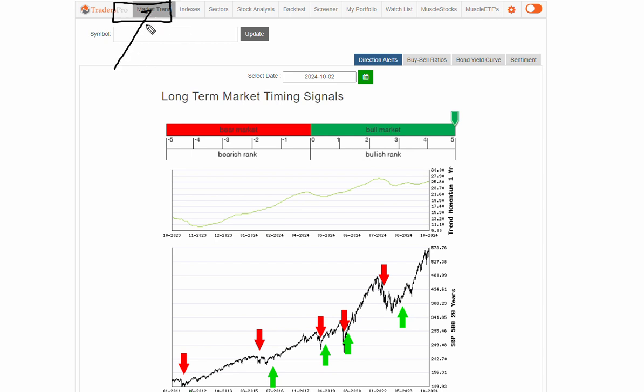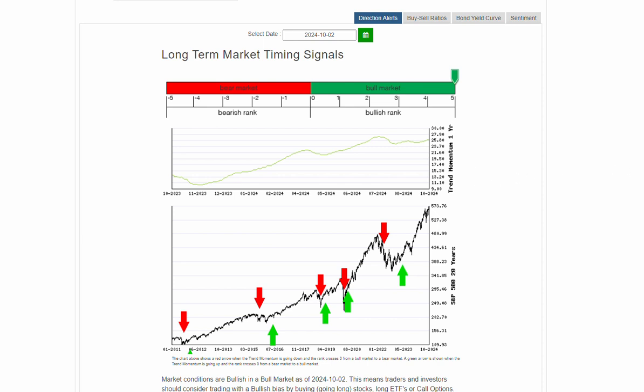If we start out with this perspective, that gives us essentially all of our larger economic and price activity barometers of market conditions. Starting out with market trend and the direction alerts, we have the momentum indicator here. This is the 1-year momentum trend of the S&P 500.